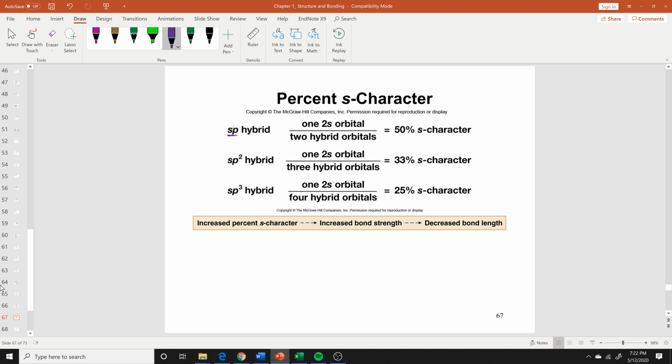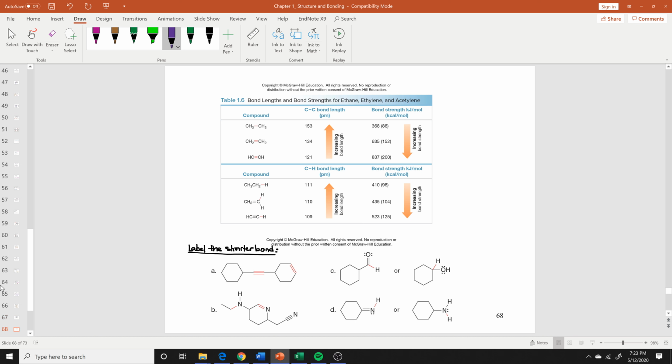So you have 50% s character, and the s orbital is the closest to the nucleus there. Here you do have actually 1/3 of the electrons in the s orbital, and here you have 1/4 of the electrons, which is 25% s character in the s orbital. So the more electrons are in the s orbital, the closer of course they are to the nucleus, because the s orbital is closer to the nucleus. This is the nucleus. You do have the s orbital in there. The s orbital is the closest to the nucleus with the low energy. So this is why increasing the percent s character increases the bond strength, and in that case the bond length is going to be shorter.